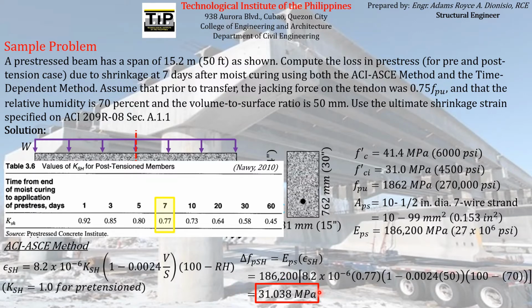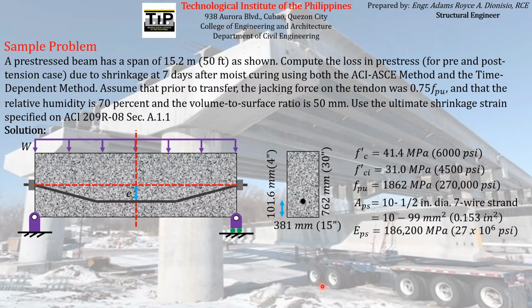So that is only for the case of using the ACI-ASC method for the pretension and post-tension case. So now let's move on to the other method, which is the time-dependent method.